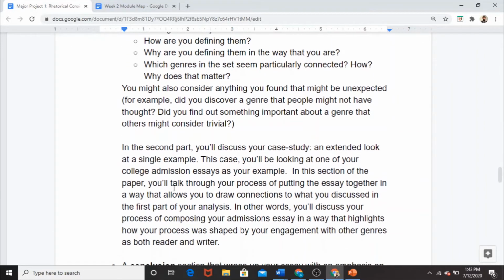So in this part of your analysis, you're going to walk us through your process of composing that admissions essay with an eye towards highlighting the way in which that process was shaped by your interaction with other genres in this genre set. So for example, how did your process of thinking about the promotional websites that you looked at, or going on tours, or communications that you had with various members of an institution, whether those were alumni or current students or administrators or faculty, how are those things that shaped in some way your approach to drafting, revising, etc., this college admissions essay?